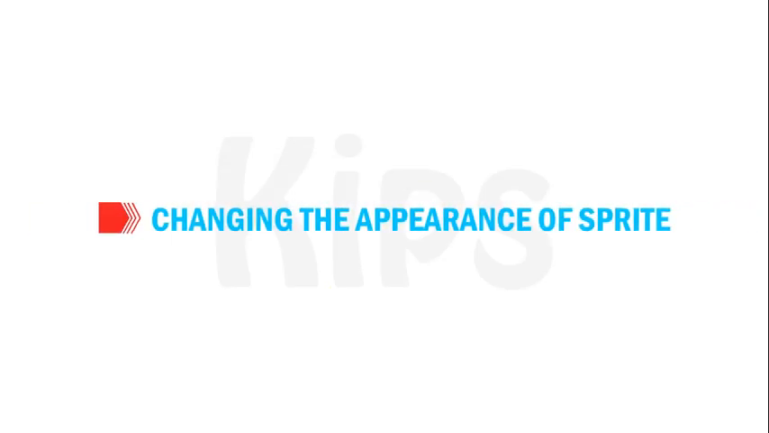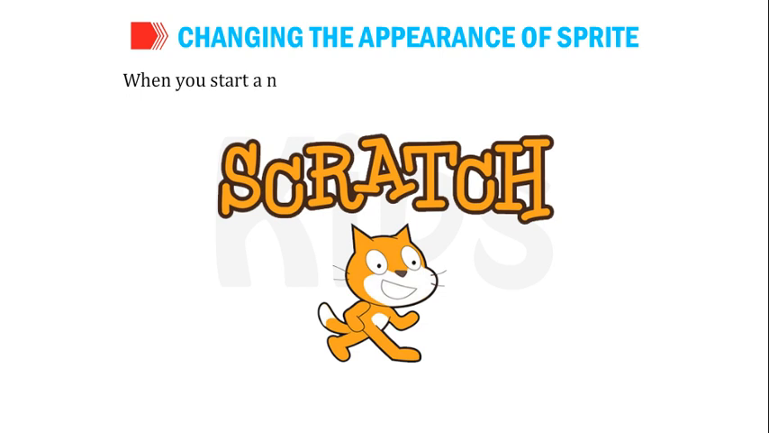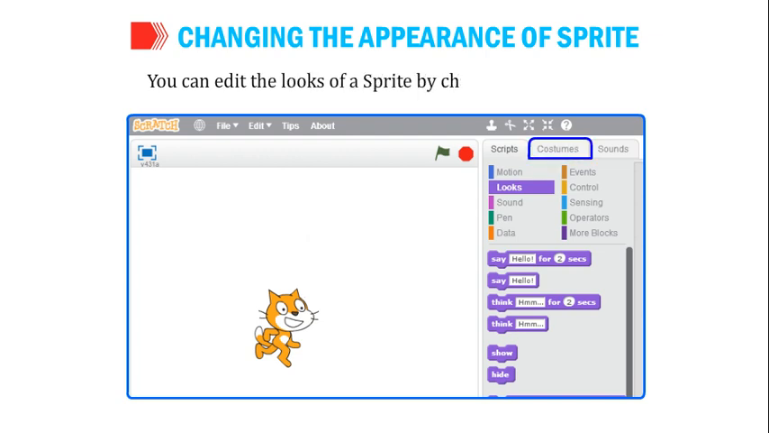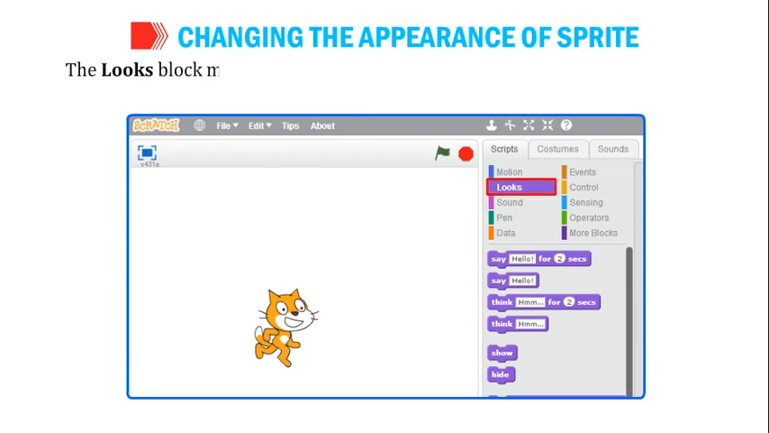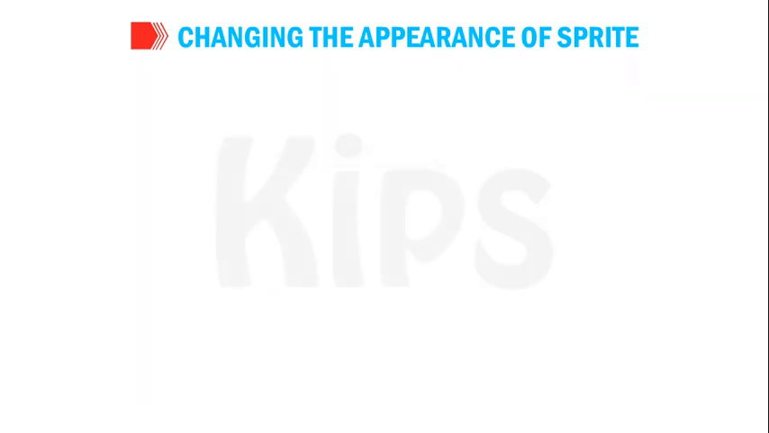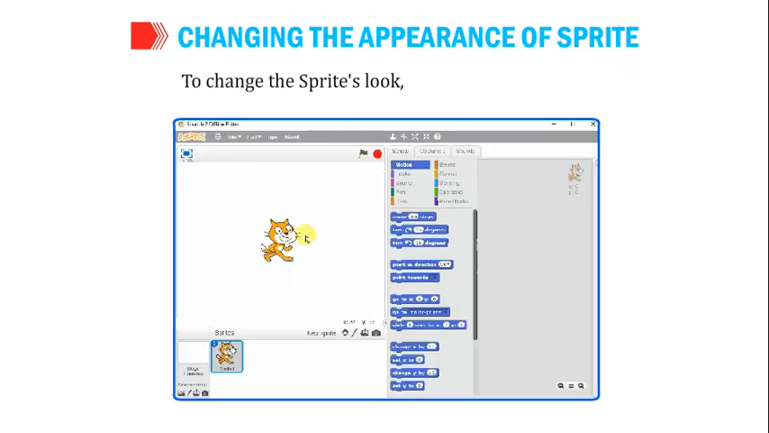Let us quickly learn how to change the appearance of Sprite. When you start a new Scratch project, it begins with a cat sprite. You can edit the looks of a sprite by changing its costumes. The Looks block menu controls the look of a sprite that has nothing to do with the changing their clothes. To change the sprite look, follow the given steps.